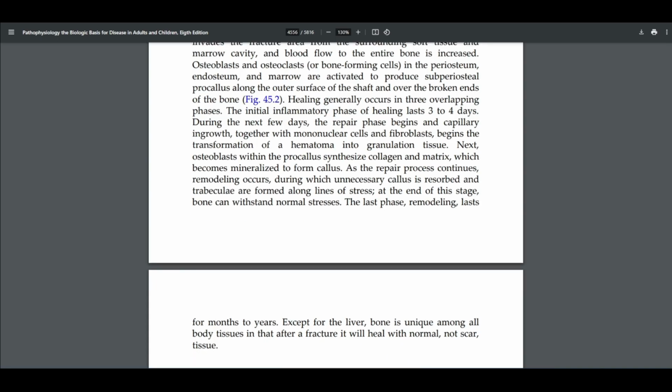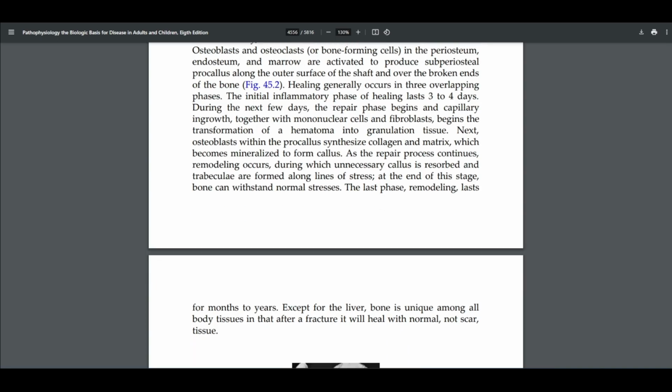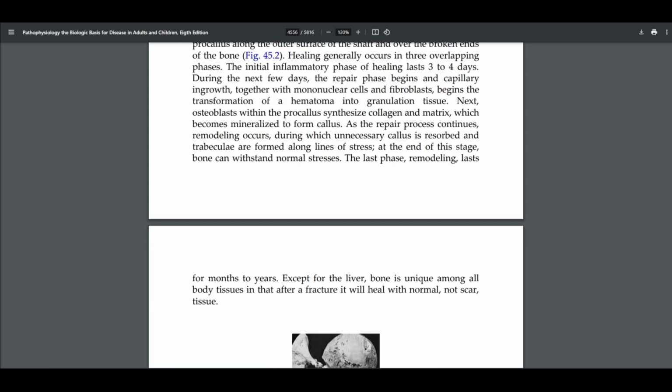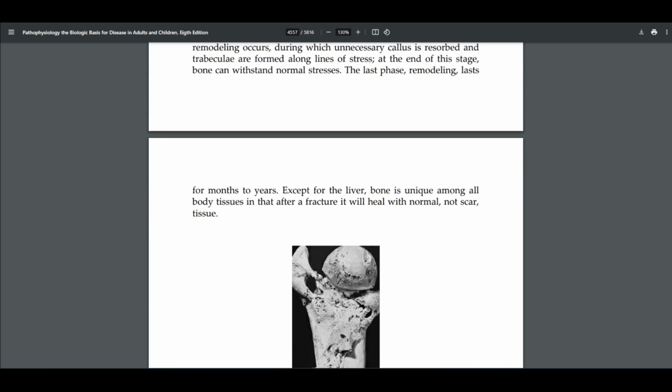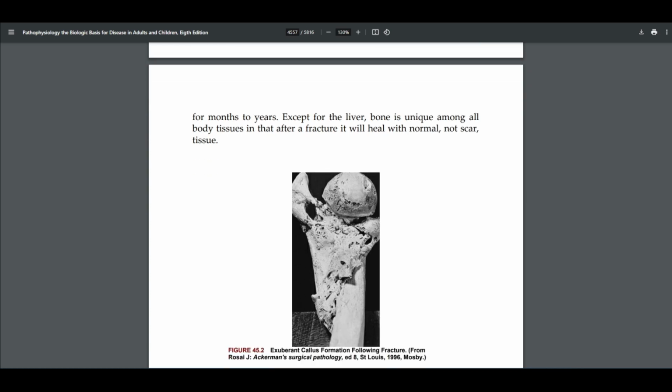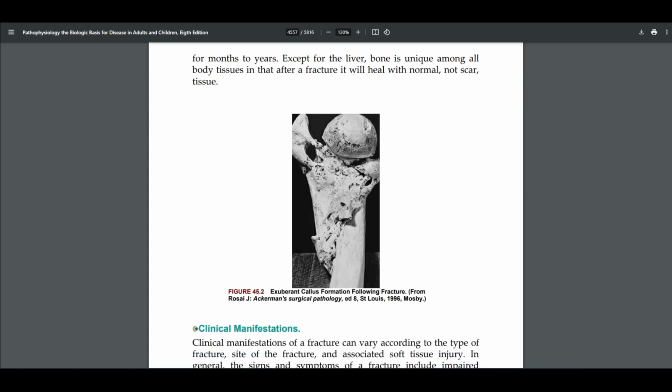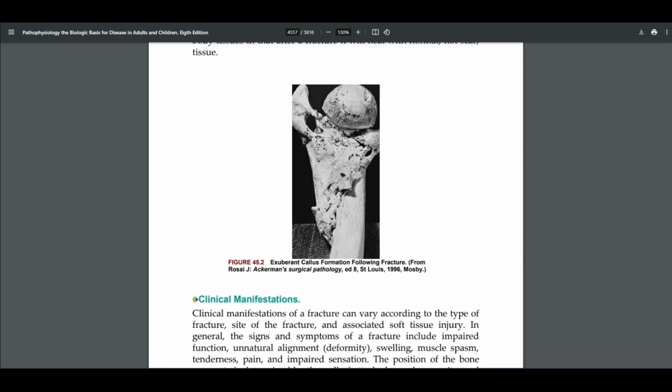The last phase, the remodeling phase, lasts for months to years. Bone is unique among all body tissue, except for the liver, in that after a fracture it will heal with normal, not scarred, tissue. So here we're looking at an exuberant callus formation following a fracture.